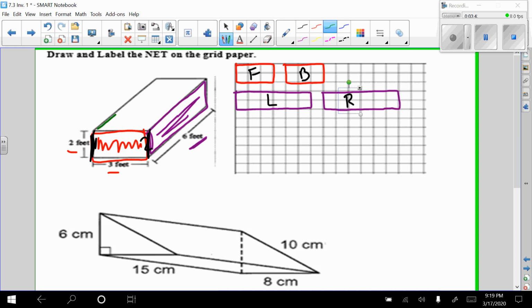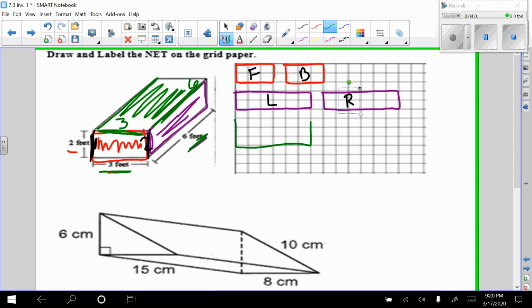Now we have to do the top. Well, here's the top of it right here. And we know that there's a bottom as well. Well, if this part is 3 feet, this top part up here is also 3 feet, so that would be 3. And if this is 6, this top part up here is also 6. So we know that this one has to be 3 by 6.